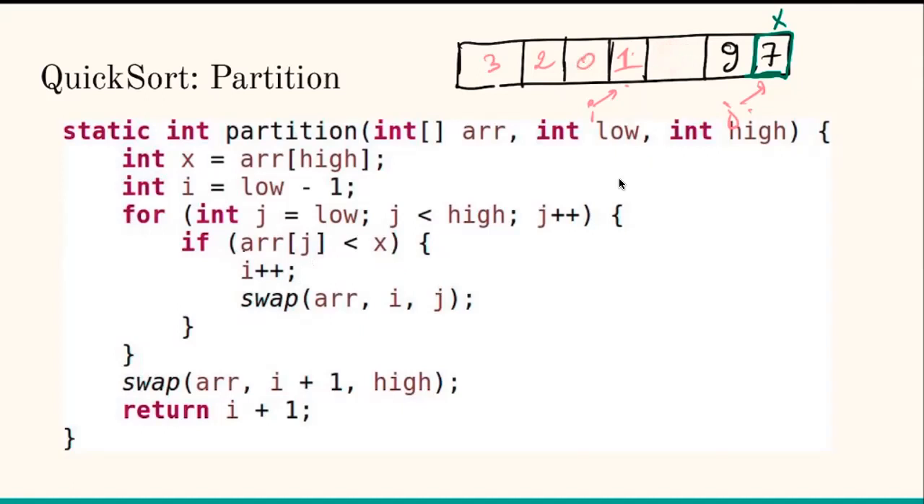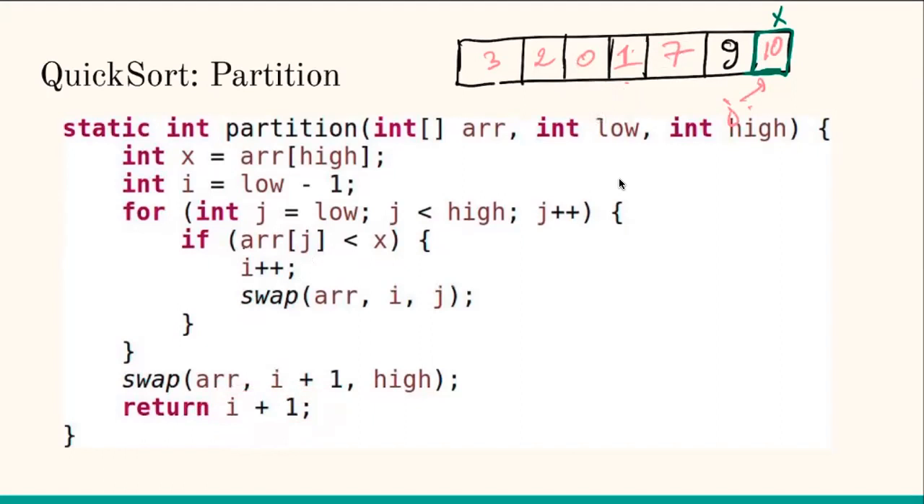So we end up swapping, and then we have here 7, and here we have 10. And then we return what? We return I plus 1. So you return the index of the pivot, okay? So this tells us that this is our pivot index, okay? And the other part of the array is already sorted. It's greater than the pivot. So we have 10. So this is the state of the array after we call the first partition.